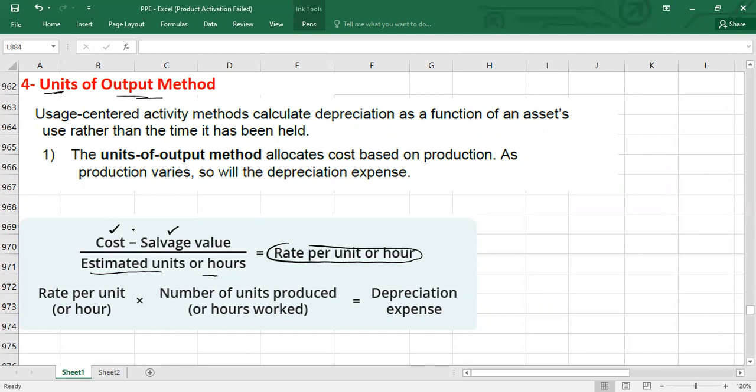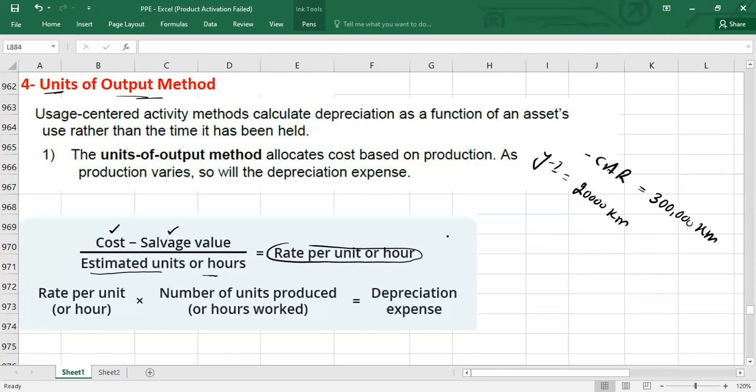Let me give you an example. For example, I'm going to buy a car, and I'm planning to use this car for 300,000 kilometers. I'm going to apply the units of output method, so I'm going to depreciate this car based on actual usage. For example, in year one, maybe the car is used for only 20,000 kilometers.